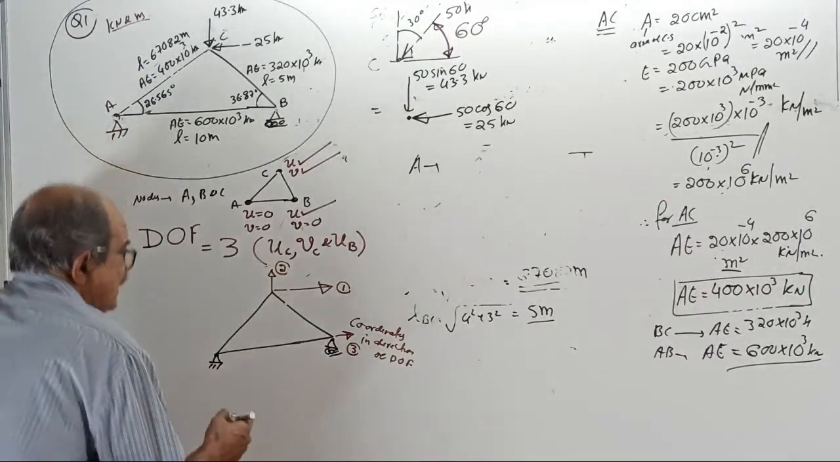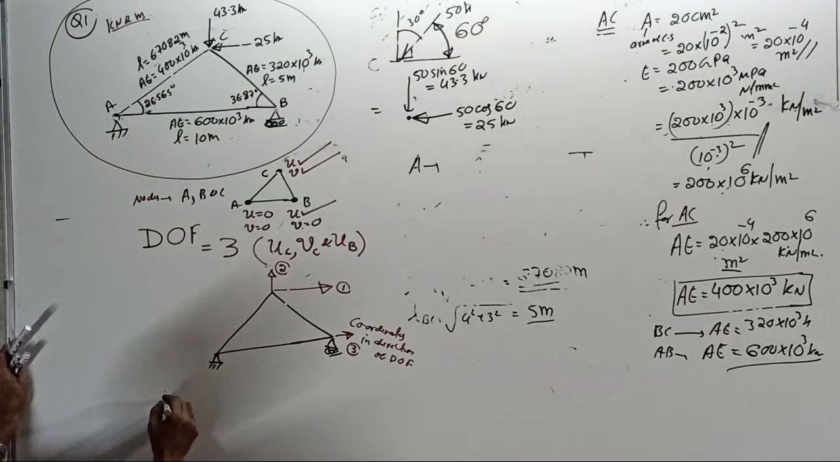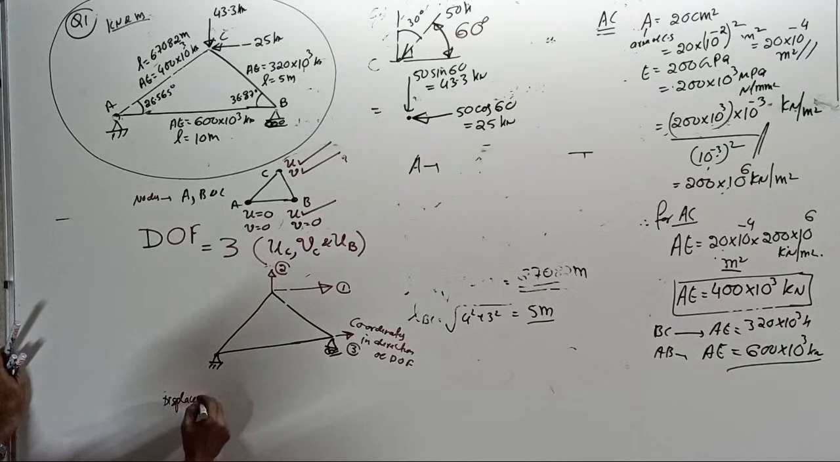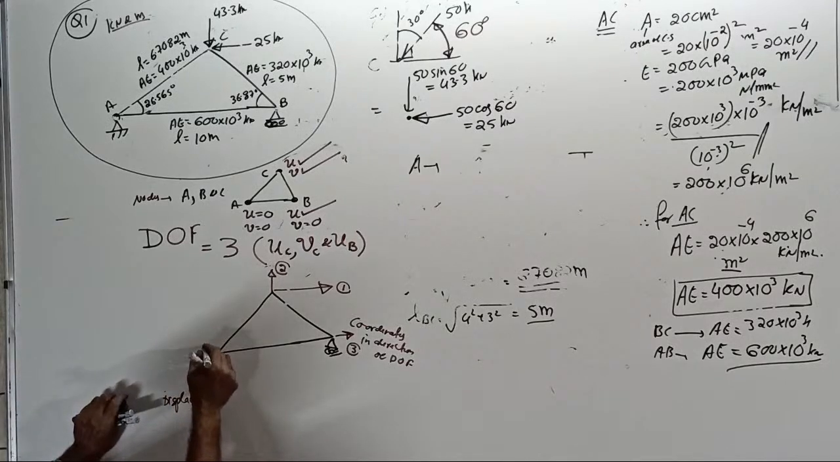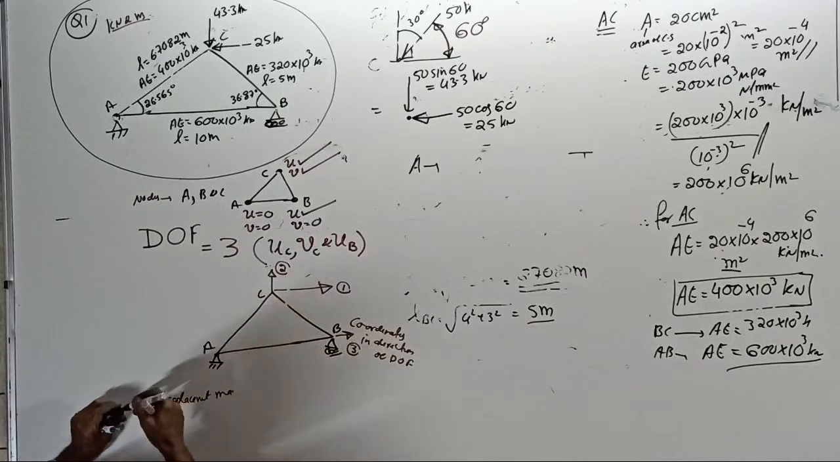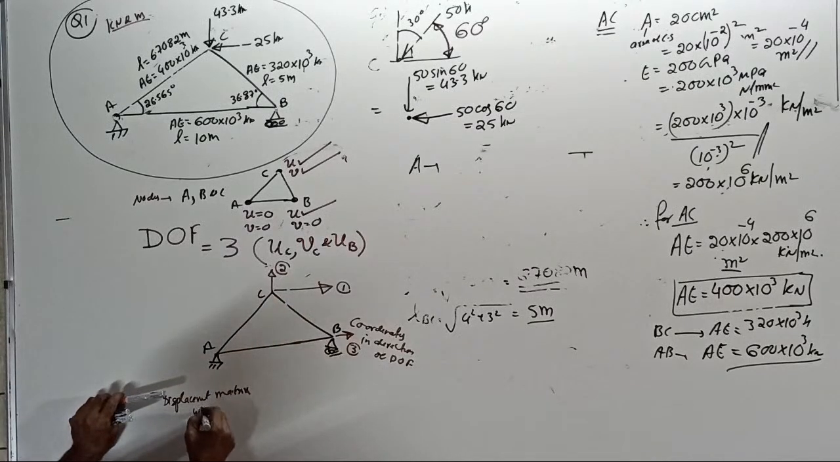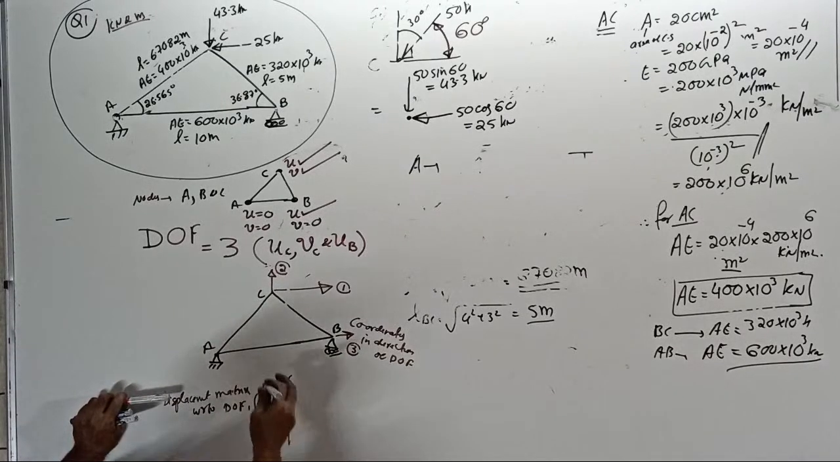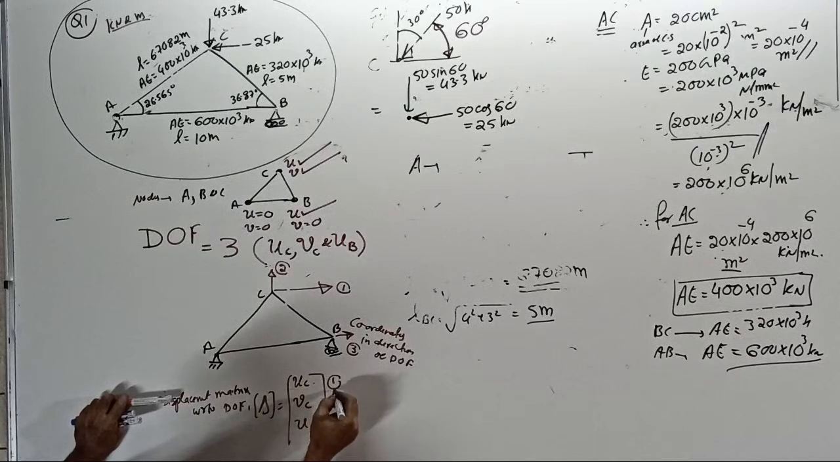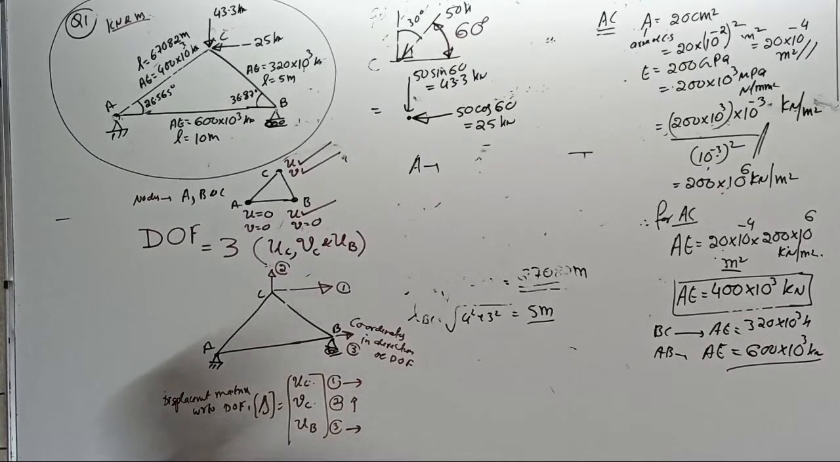Last step, I will sit and write the displacement matrix. The displacement matrix with respect to degree of freedom, that is the delta matrix, equal to, in correct order: U at C, vertical at C, and horizontal at B are the displacements. This is coordinate 1, coordinate 2, coordinate 3. This is right side, this is upward, this is right side. This is the same as the beam problem.